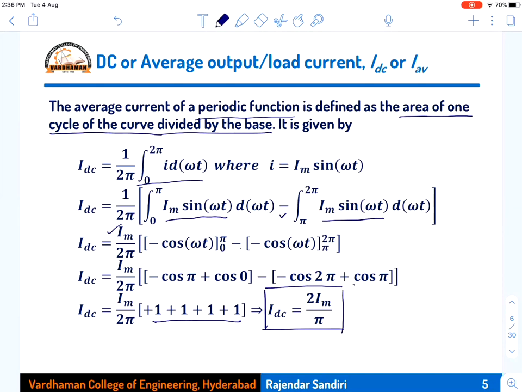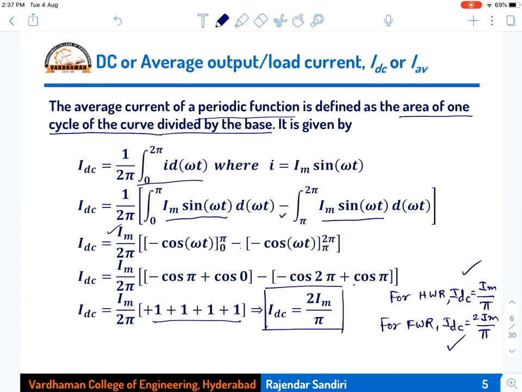But what was the IDC value for the half wave rectifier? For the half wave rectifier, we got IDC equal to Im by pi. Now it is 2 times that of Im by pi. So for the full wave rectifier, we got the value of IDC as 2 Im by pi. It is twice that of the half wave rectifier. So you have to remember this value: IDC is Im by pi for the half wave rectifier, and 2 Im by pi for the full wave rectifier.